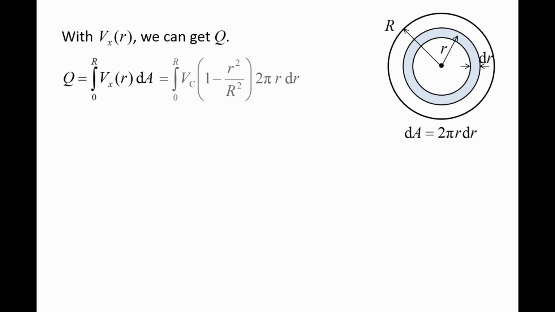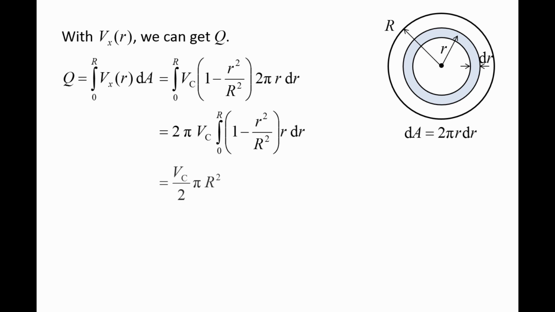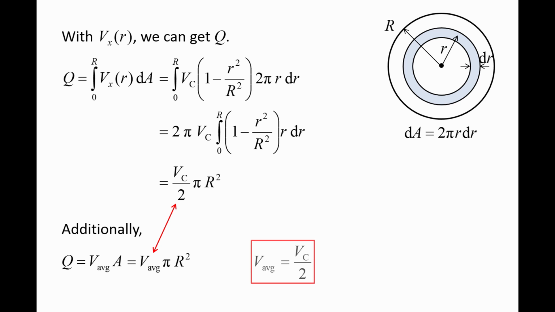Plug in the expressions for Vx and dA into the integral, and remove 2 pi Vc out of the integral because they are constant. After evaluating the remaining integral, we have Vc over 2 times pi capital R squared. The volumetric flow rate Q is also equal to the average speed V average times the total cross-sectional area A, which is pi capital R squared. Comparing the two expressions for the volumetric flow rate, we see that the average speed is 1/2 the centerline speed.